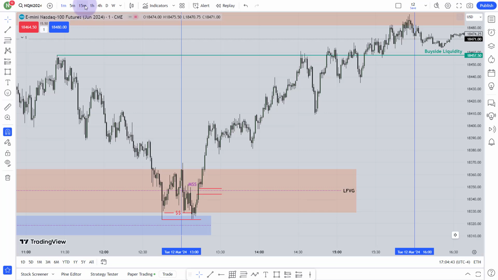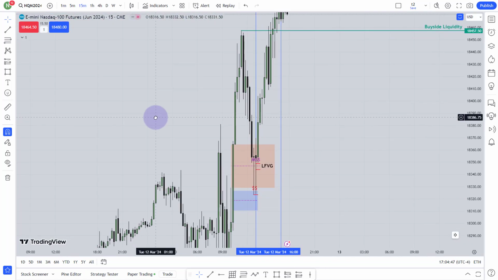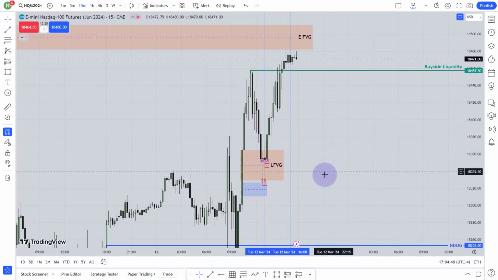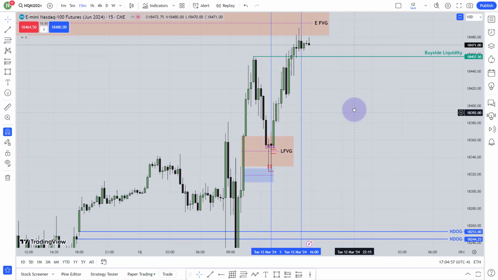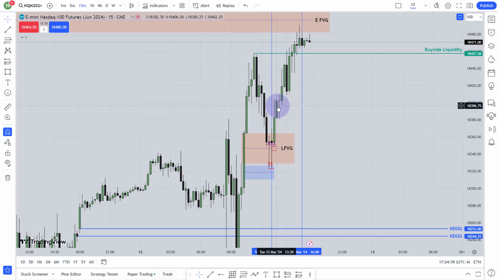I will go to the 15 minute chart one more time. So I'm in the 15 minute chart one more time, okay? So when market started to go higher and it has taken that high over there, then it started to fall. When it started to fall, can you see any 15 minute fair value gap around that area? I can see this is a 15 minute fair value gap. So this is the entry fair value gap from the 15 minute chart.